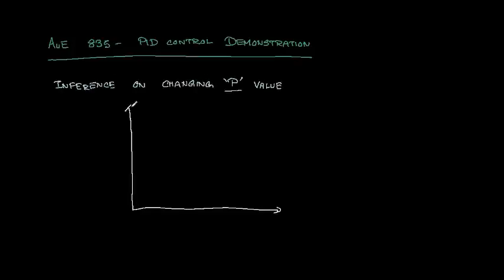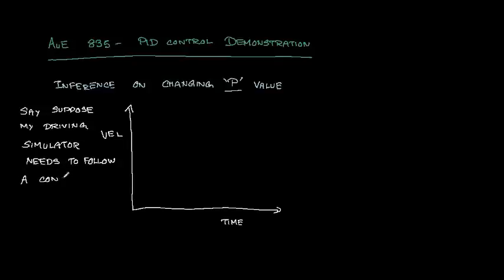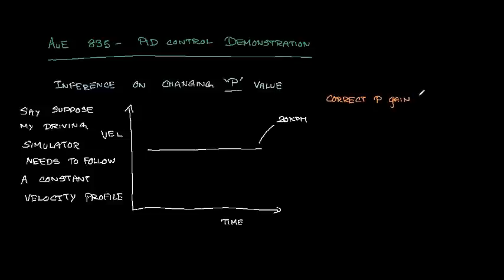I've taken an example of a driving simulator which is controlled by a PID controller. Suppose my driving simulator needs to follow a constant velocity profile, in this case say 20 kilometers per hour. If I give a correct proportional gain, my curve follows this trend and it's very slow, and there's no steady state error in this case.